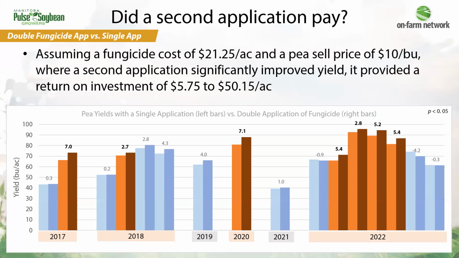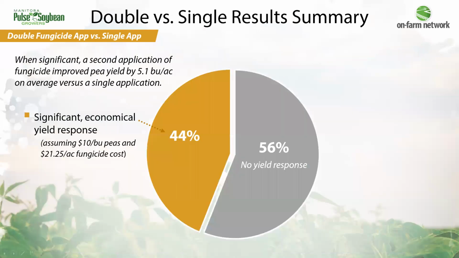And did that second application pay for itself? Was it economical? So where significant, a second application of fungicide provided a return on investment of anywhere from $5 to $50 an acre. So every significant yield response here was large enough to cover the cost of the fungicide using those same assumptions as earlier. So in summary, a second application of fungicide in peas improved yield 44% of the time, and it was the economical decision in those fields.